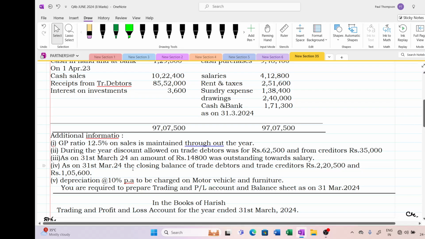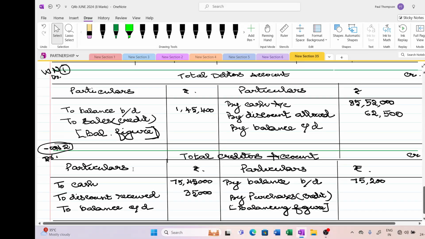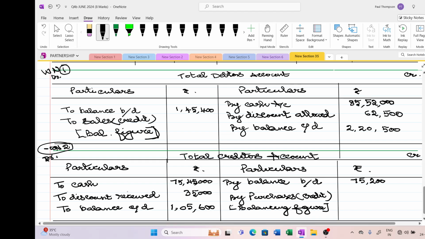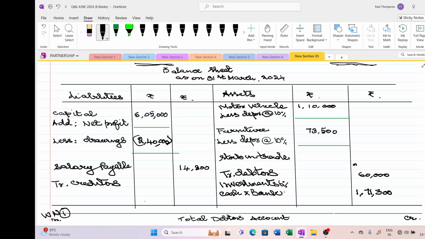Now moving on to the closing balance of trade debtors and creditors, 220,500 and 105,600. So this is my closing balance of debtors, 220,500. And what is the closing balance of creditors? That is 105,600. So I am going to write it here, 105,600. The moment I write here, these two should appear in my balance sheet. So you have got a double effect in these things. Total debtors 220,500.